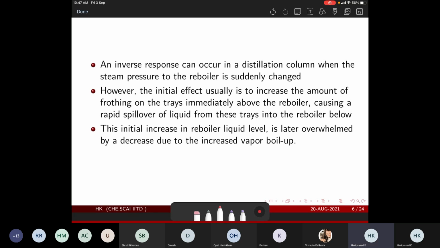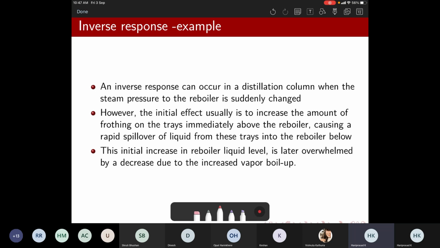So let's say when you are operating a distillation column, okay. When you operate a distillation column and you increase or change the steam pressure to the reboiler, there is distillate going out and you have the reboiler, and you suddenly change this reboiler pressure. So what would happen when you increase the pressure? First, the frothing would immediately increase, and as a result a lot of spillover would happen from here to here. So a lot of water would fall in over here.